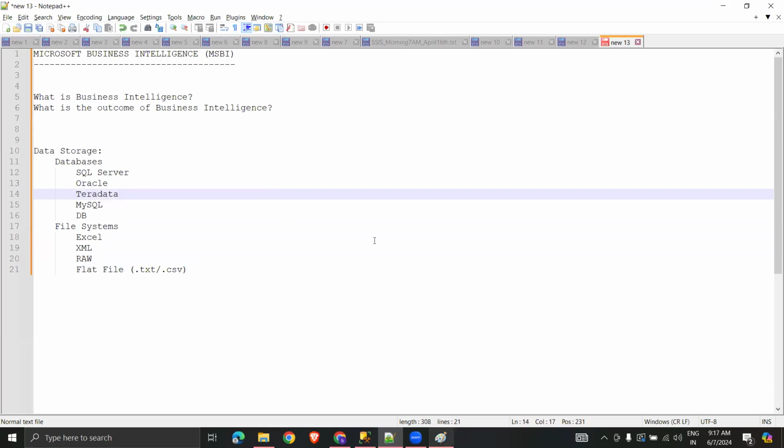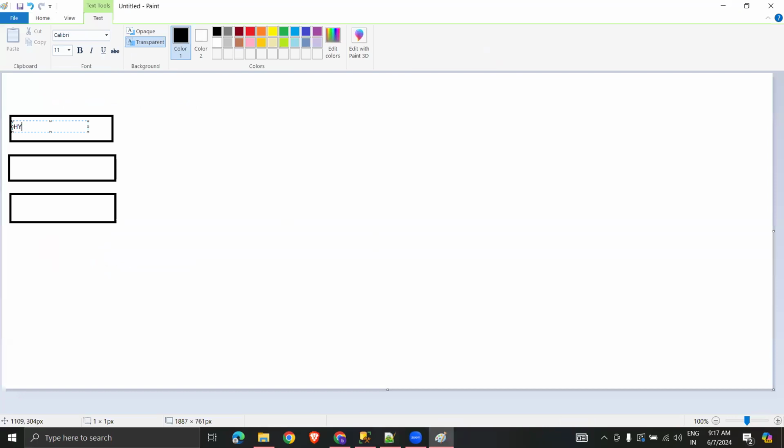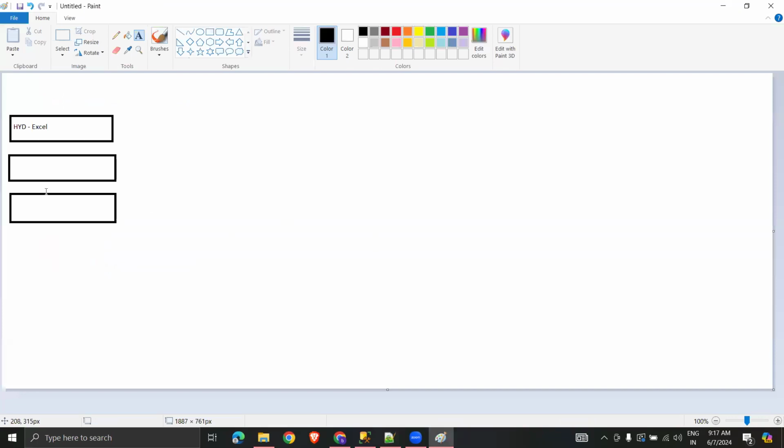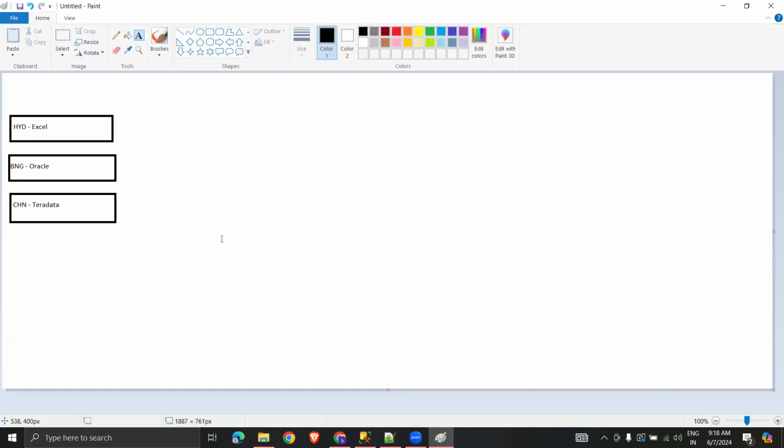So now let's go back to our Windows. All my Hyderabad branch details are in my Excel system. Bangalore branch details are in Oracle. And then Chennai branch details are in Teradata. I have three branches. Each branch has been maintaining their own specific data in three different systems. One is a file system, and the rest of the two are databases.